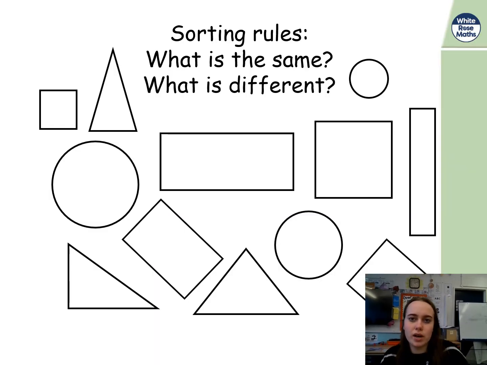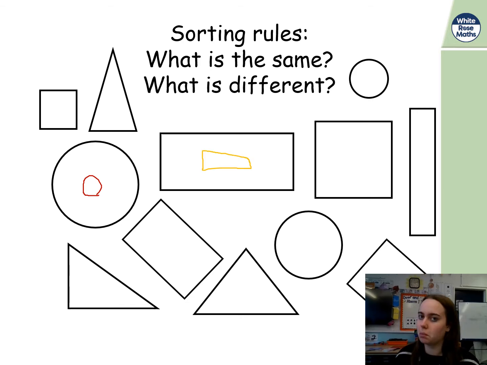So when we are sorting our shapes, we need to think about what's the same and what is different. So for example, this shape here, I would like you to have a think about how it's different to this shape here. Hopefully you can see that this shape has 1, 2, 3, 4 sides and is a rectangle, and this shape just has the one side, so that is a circle.